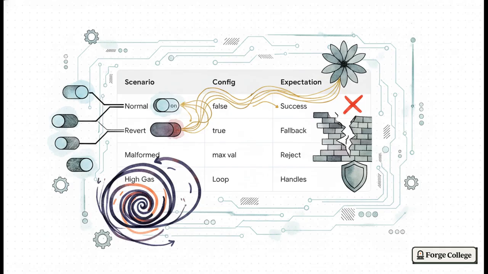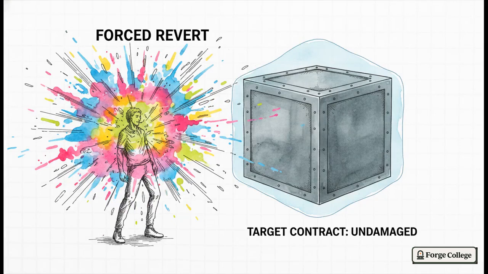Easy. Then we can simulate a total partner meltdown by flipping our set revert switch to true. We can simulate a malformed return by forcing the mock to spit back an extreme value. We can even simulate a massive gas spike by triggering a heavy, useless loop inside the mock. We're basically taking our target contract and putting it through a gauntlet of worst-case scenarios, but we're doing it in a perfectly controlled laboratory.